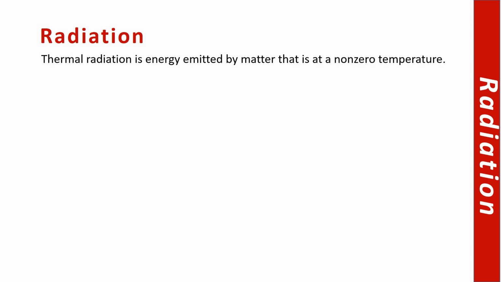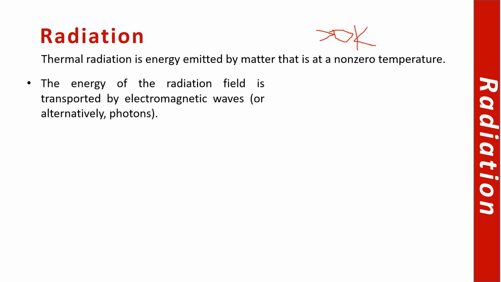Now here comes the final mode of heat transfer, which is radiation. Radiation is basically emitted by any body that is at a non-zero temperature. What does non-zero temperature mean? By non-zero temperature, we mean anything above 0 Kelvin, which is minus 273.16 degrees Celsius, right? So if there is any body above that, it will emit radiation, right? Now, the energy of the radiation field is transported by electromagnetic waves, which we alternatively call photons.